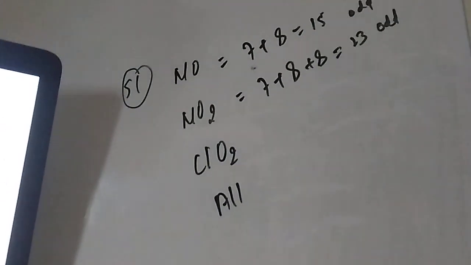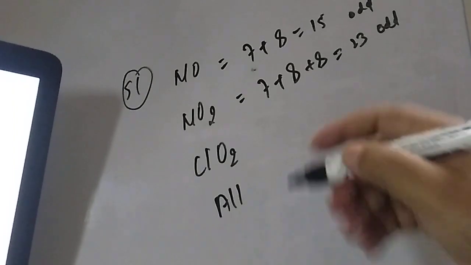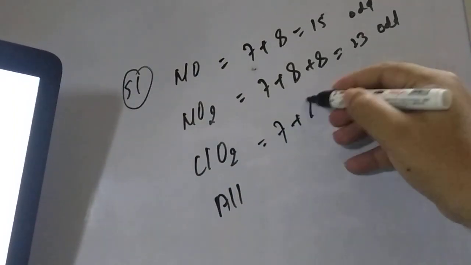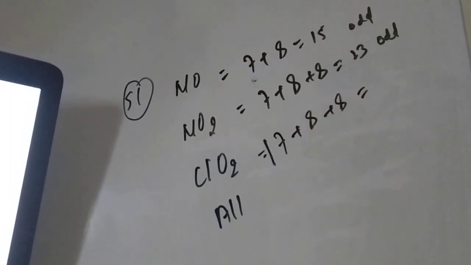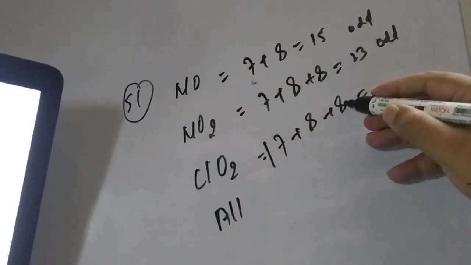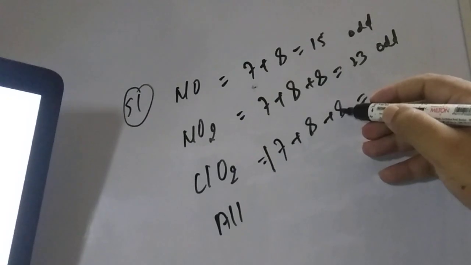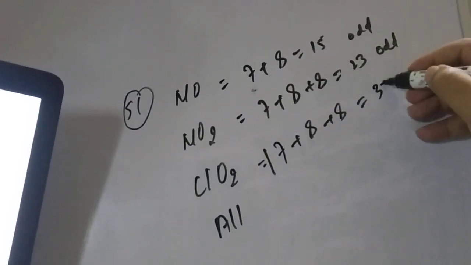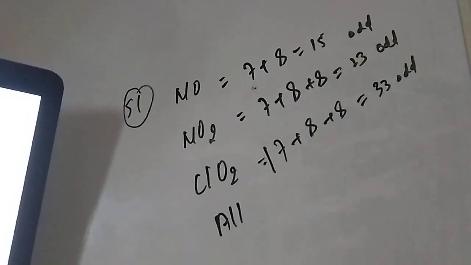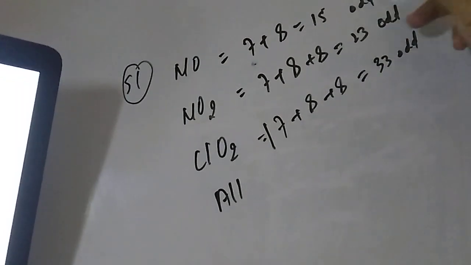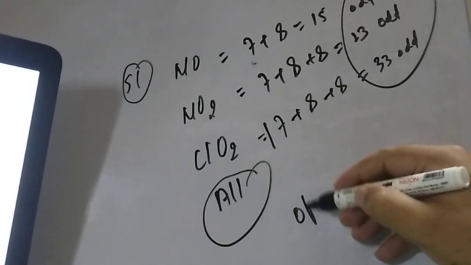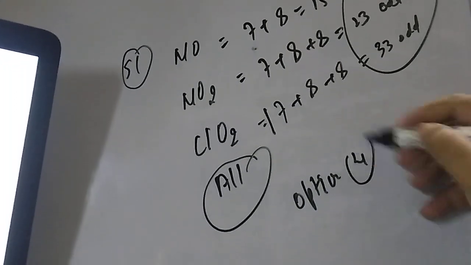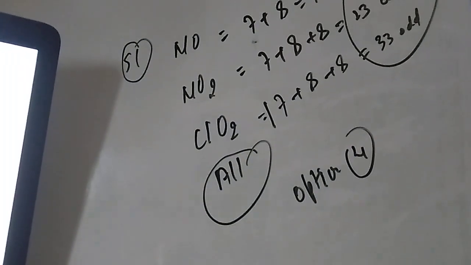Now let us move to the other one, ClO2. That is 17 plus 8 plus 8, so the total is 33. 33 is again an odd number of electrons. So all are odd, and our option will be option number 4. All of them have an odd electron bond.